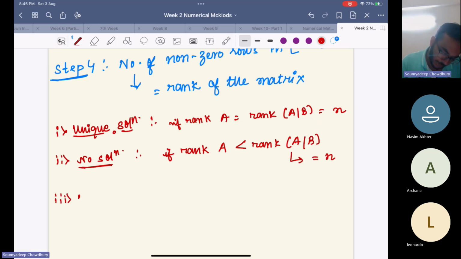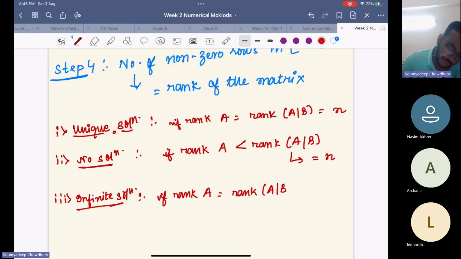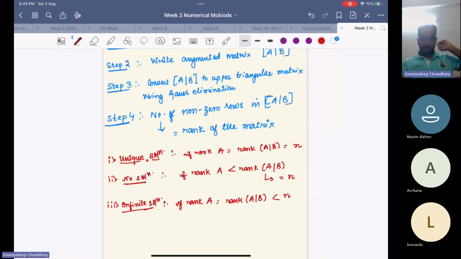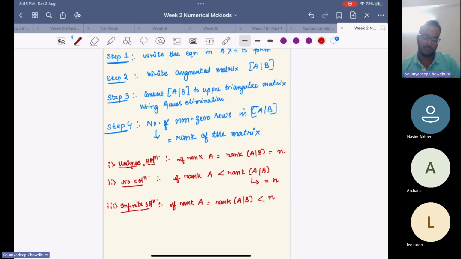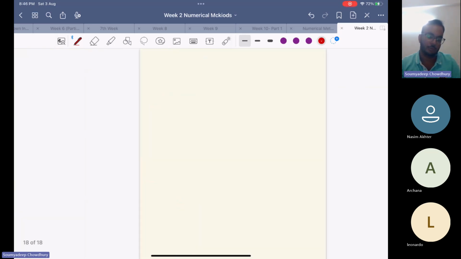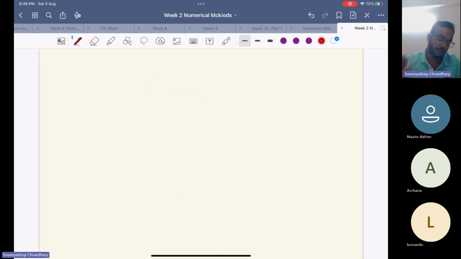And you can have infinite solutions to a system of equations if both the ranks are equal, rank of A equal to rank of A slash B, but it is not equal to the number of unknowns, that is, it is less than n. So these things you have to remember, and then you have to use them to find the solution. I'll take one problem in each of these three cases. So three problems total, and I'll show you how to find the rank of a matrix, and from that how to determine the solution. Okay.